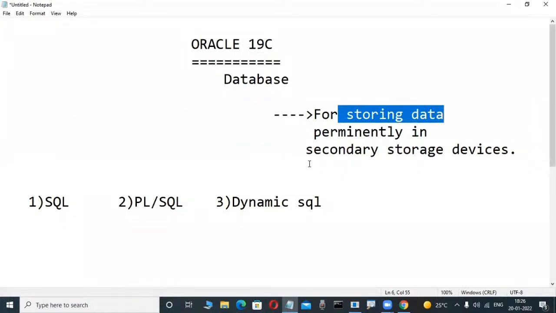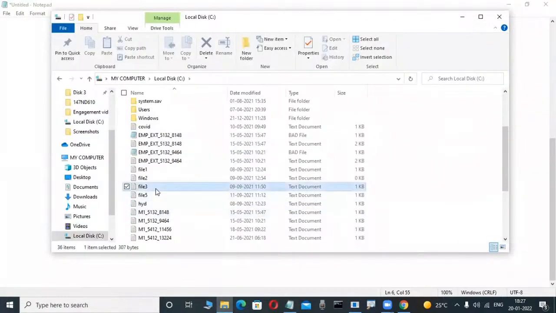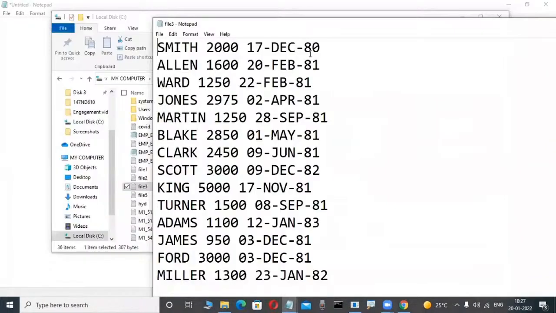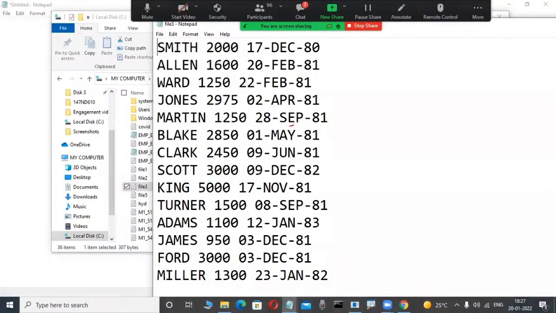Actually, databases are not only about storing data, but also efficient retrieval of data is important. Suppose, for example, they are not only storing data like this. In future sessions we will learn this. A file format is also permanent storage of data. But employee details are there here. Now, who are the employees joining?